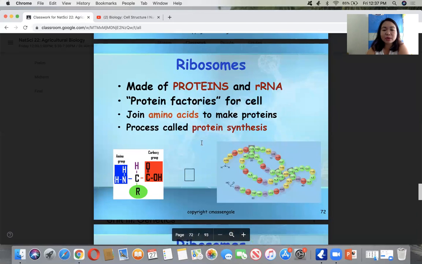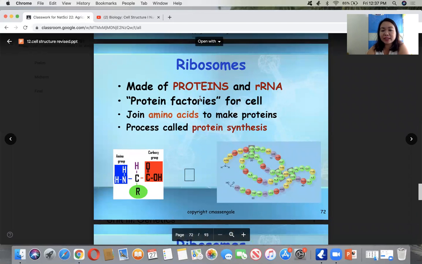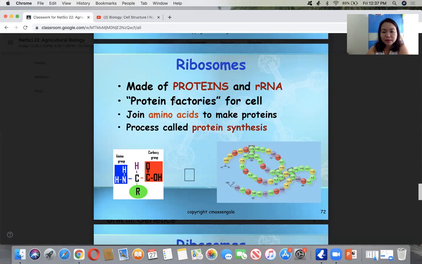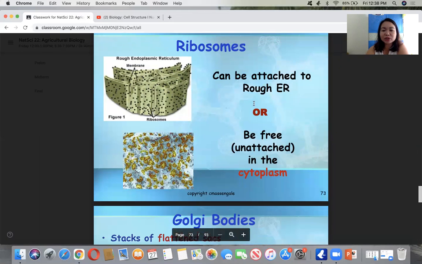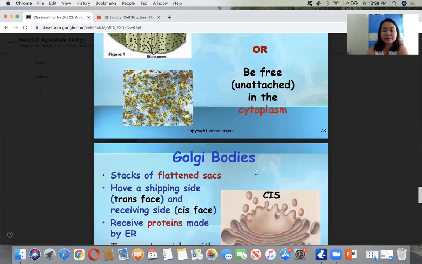So the ribosomes are the ones that make proteins, and they are known as the protein factories of the cell. They join amino acids to make proteins, called protein synthesis. The ribosomes can be attached to the rough ER or be free in the cytoplasm.